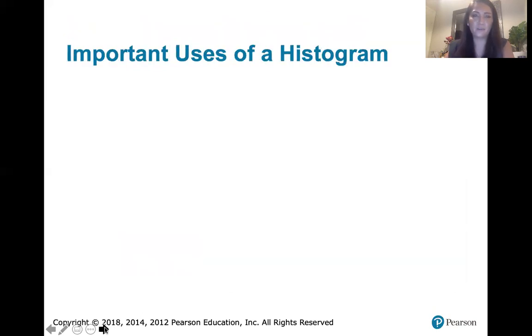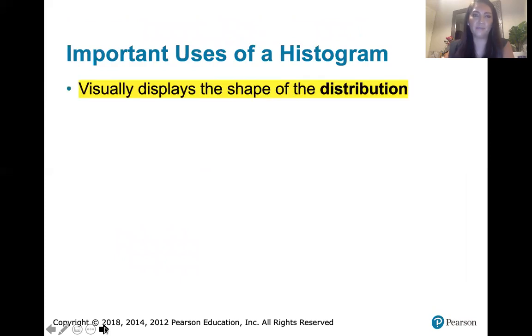Okay, so let's review again the important uses of a histogram. Histograms allow us to visually display the shape of the distribution. We're looking for that bell shape. We want it to be normally distributed most of the time. Now, if it happens to not be normally distributed, that's often insightful, like it was insightful for the McDonald's service times, and like it was insightful for the duration times of eruptions of Old Faithful. It tells us something that the data is skewed to the left or skewed to the right.